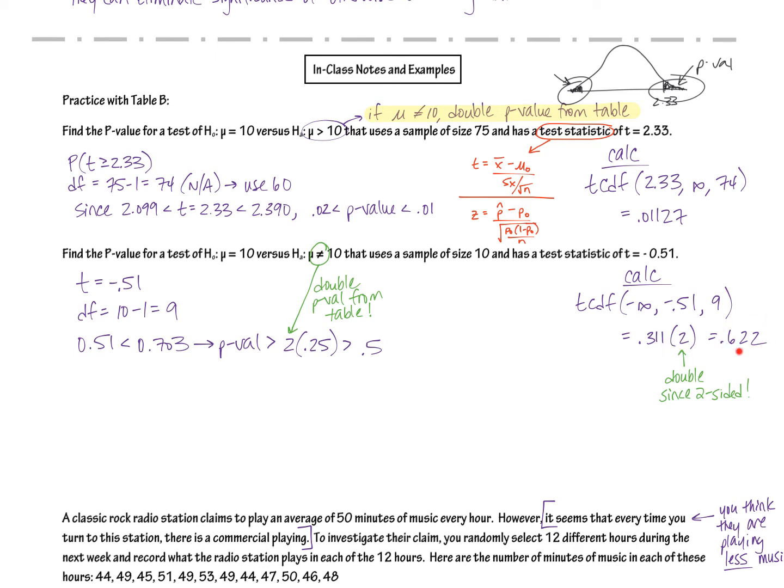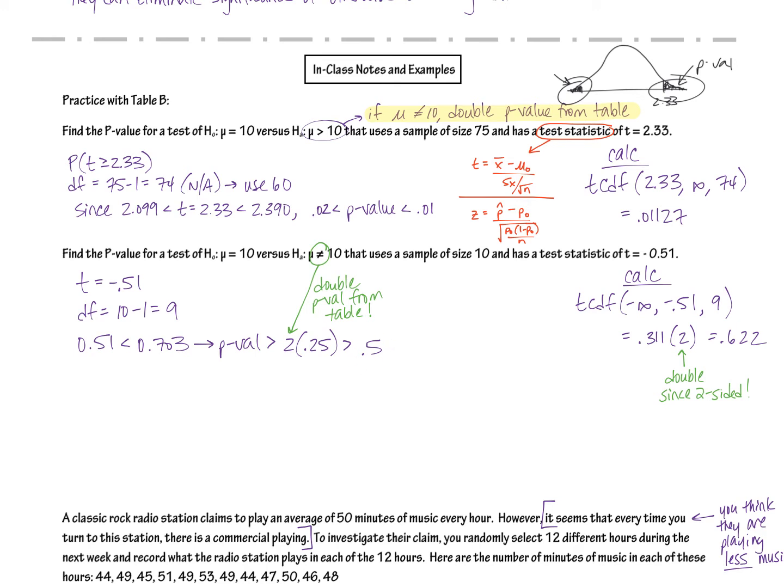Is this too low? No way. This is a very large p-value. That is not too low. We would definitely fail to reject in that case. If you're looking at the table, you do have a degrees of freedom of 9 row, and so you're looking at all of those decimals in the table for the one that's closest to negative 0.51, and it gives you a p-value of 0.25, which tells us it's something a little bit bigger than a half.